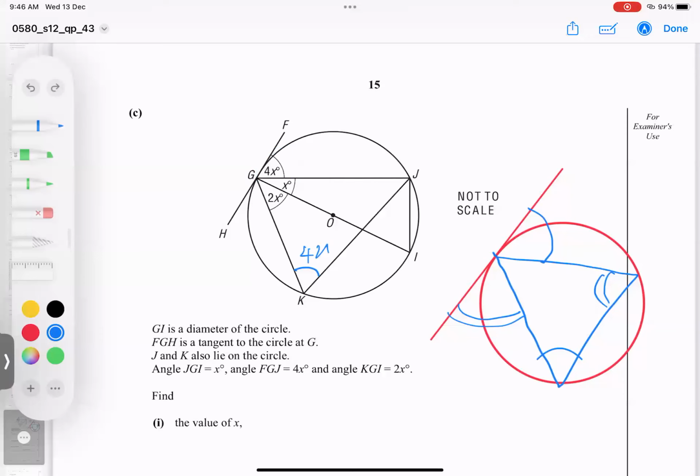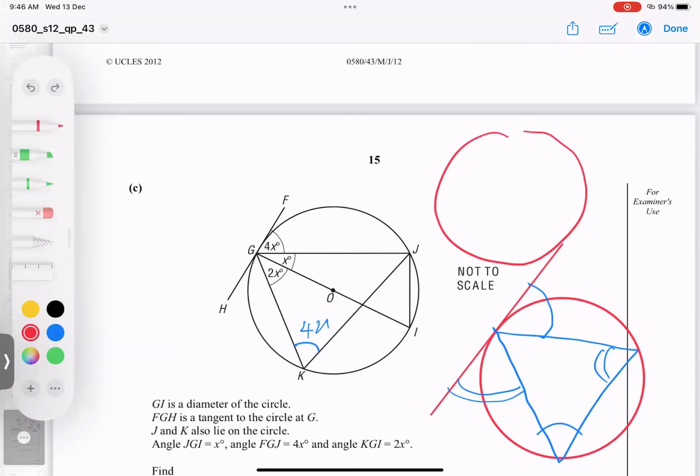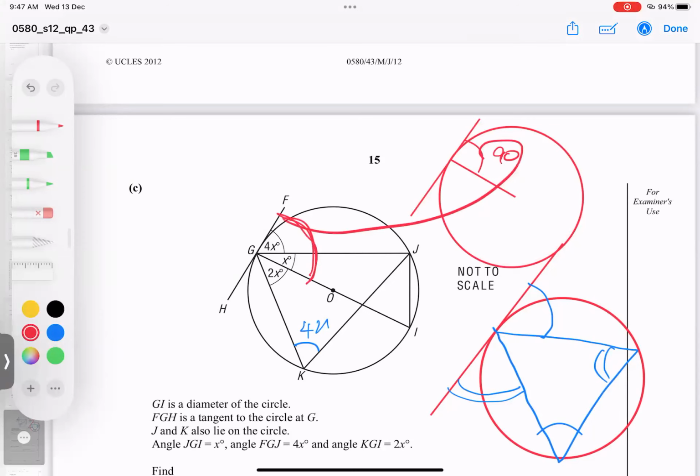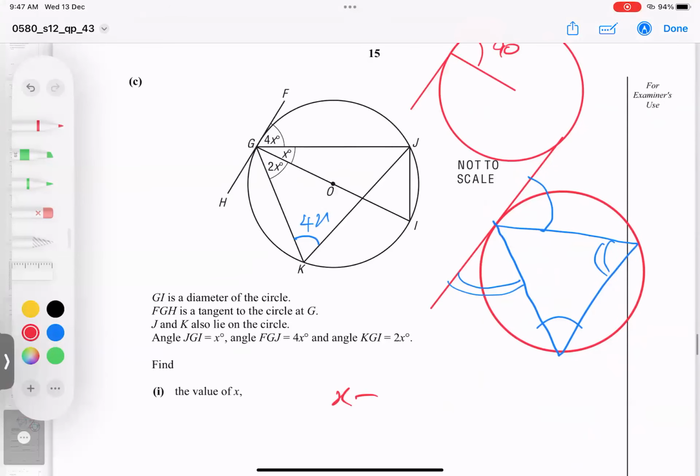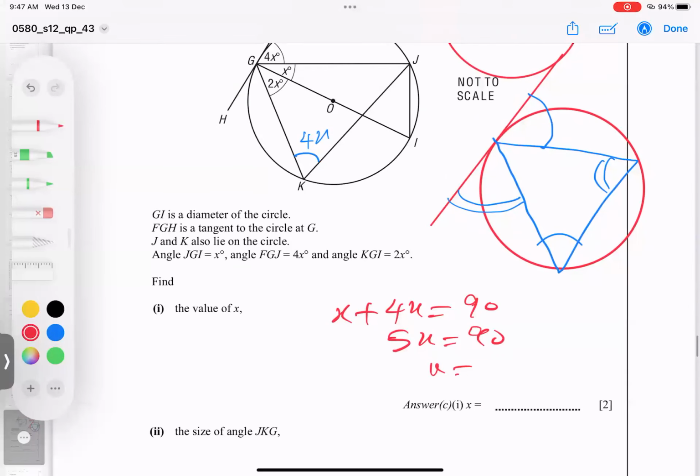But before I start, one more property is very, very important. And what is that property? This is a tangent and this is a radius. An angle between them is 90 degrees. Okay, 90 degrees. So x plus 4x equal to 90 degrees. So I can say here x plus 4x equal to 90 degrees. So 5x equal to 90 degrees. And 5 goes down. So 5 ones are 5 and 4, 5 eights are 40.